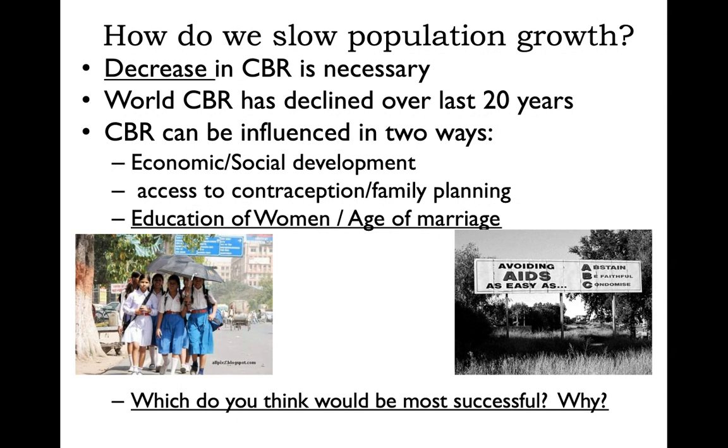Another important way to reduce crude birth rate is access to contraception and family planning. That's where women get to choose if and when they want to have children. And contraception and family planning are just fancy words for birth control.